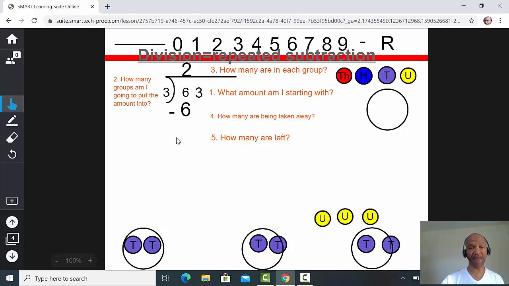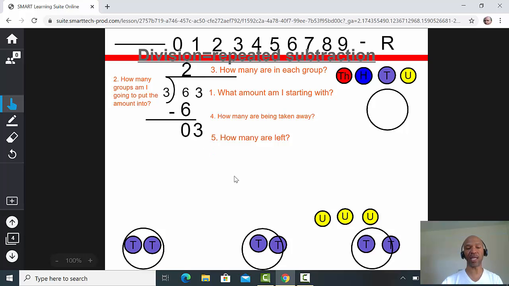And then if I had 6 tens and I take away 6 tens, how many tens do I have left? If we look below, there are no tens left. So that's why I have a 0 in the tens place. But I do have 3 units left. So that's why I bring this down to show how many units I have left.